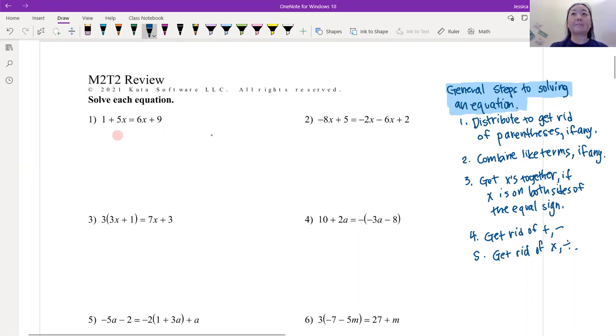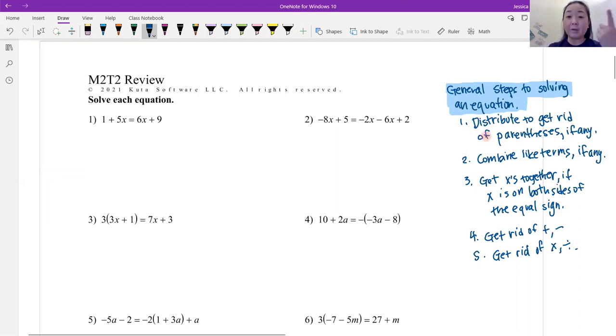Number 1. And over here on the right, if you've noticed, I wrote down the general steps to solving equations. These are just general steps. Not every single problem is going to be solved exactly this way. The only way you're going to know is the more you do them, the more you'll know what to do. You've got to actually try doing a lot of these problems, because every situation is a little bit different. But in general, this is what you're going to do.